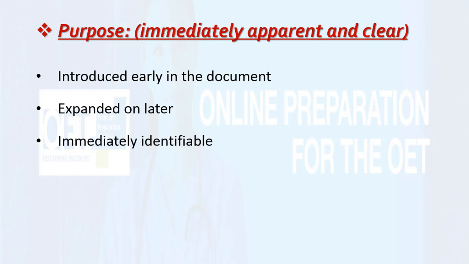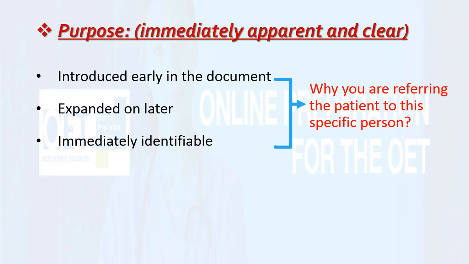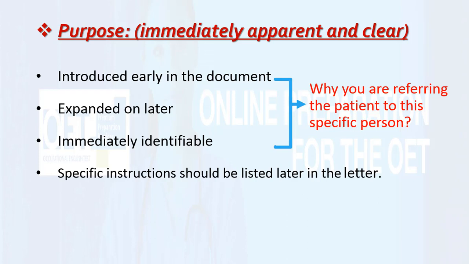It should be immediately identifiable. I don't need as a reader to keep reading and reading until I find the purpose or the reason for writing this. It's easy to find and clear. It's mainly about why you are referring the patient to this specific person, why not to another one. This is what it's all about. Also, there should be specific instructions, and they need to be listed later in the letter. Whether you are recommending some kind of medication or discharging, whatever kind of instructions should be written later.